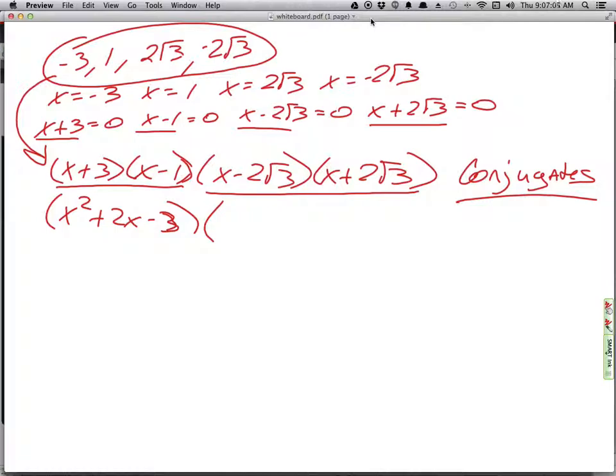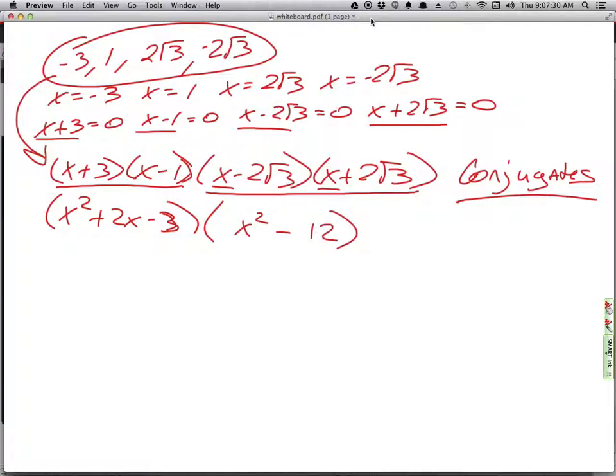Okay? Now, what is the good thing about knowing they're conjugates? The middle ones cancel out. So all I have to worry about when I'm multiplying conjugates is the front times the front, which is x squared, and the back times the back. Does anybody know what the back times the back would end up giving me? Negative 12. 12 is what we end up with.